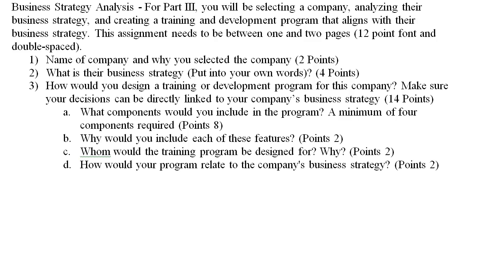The final component is based off of chapter 2, and you're going to do a business strategy analysis, and you will select any company and analyze their business strategy, creating a training and development program that aligns with their strategy. This needs to be between 1 and 2 pages in length. What you need to include in that, you need to include the name of the company and why you selected them. So you can select any company you want. It can be your employer, it could be a major corporation, it can be whatever you want.